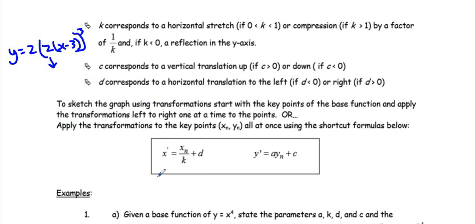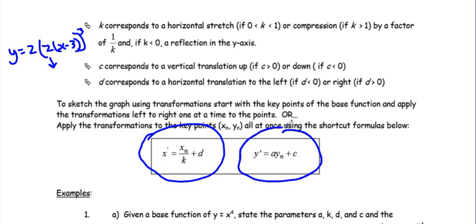The next thing I want to show you is this shortcut for figuring out your transformed points. Last year, what you did was you started with the key points of the base function and you applied the transformations one at a time, left to right, to come up with the final transformed points. And you had this chart with a bunch of rows in it because the points were changing as you applied each transformation.